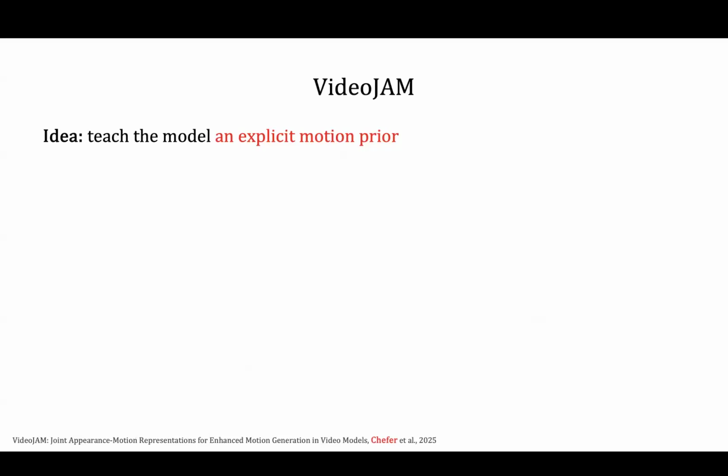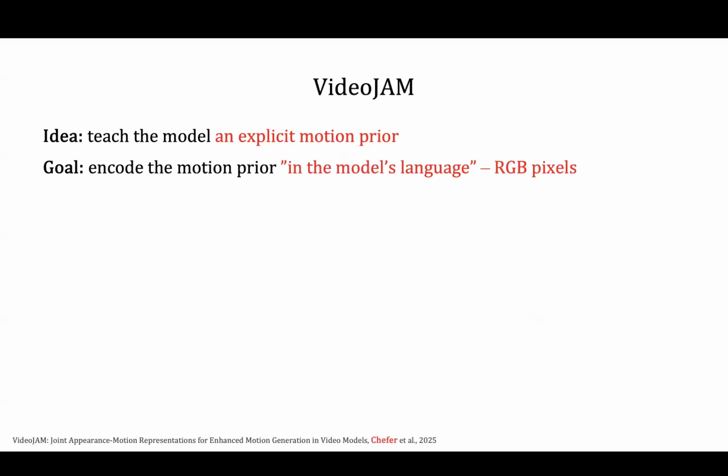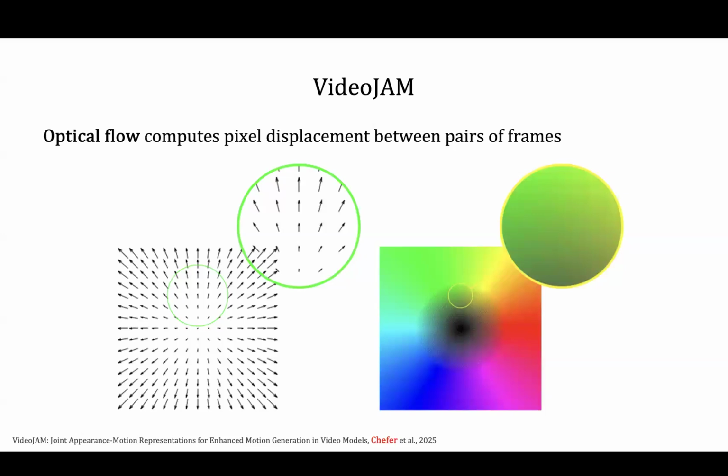So what should we do to solve this? Let's teach the model an explicit motion prior. Basically, let's change the objective of the model. But the language that the model understands is RGB, right? This is what it understands. It understands reconstruction. So how can we use RGB information to encode temporal information? What we do is we use a representation called optical flow. Optical flow computes what we call a dense displacement field between pairs of frames.